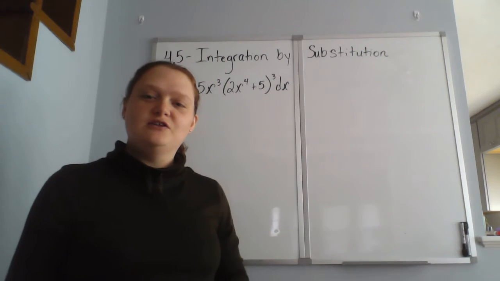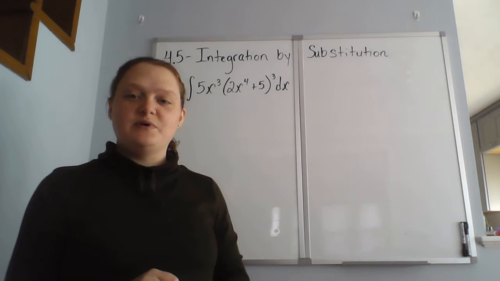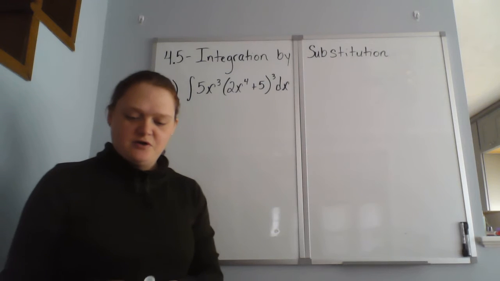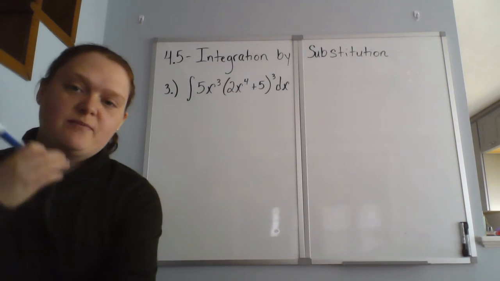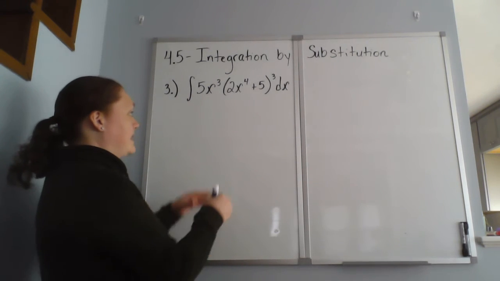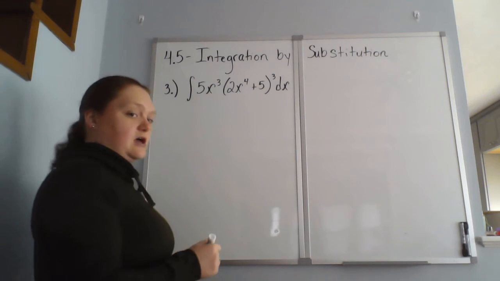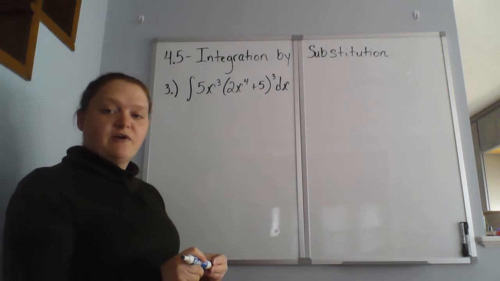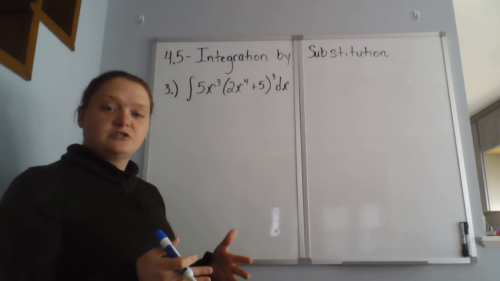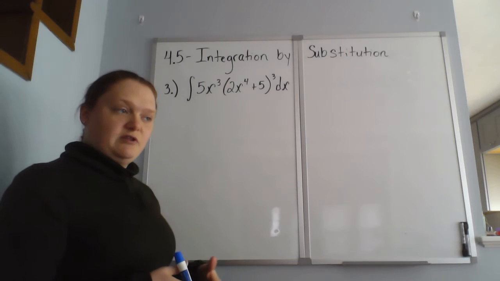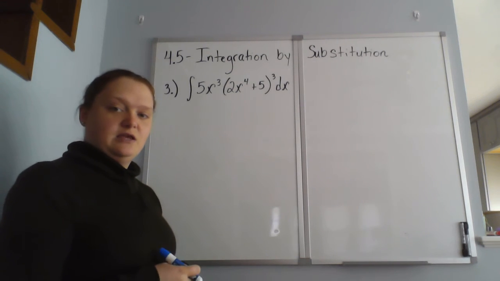Hi guys, so we're going to take a look at a few more examples of how to do integration by substitution. Okay, so on this problem we have 5x cubed times (2x to the fourth plus 5) to the third power dx. So we want to start by identifying what's our u, what's our inside function, and then go through the derivative process, substitute, and then find the antiderivative.